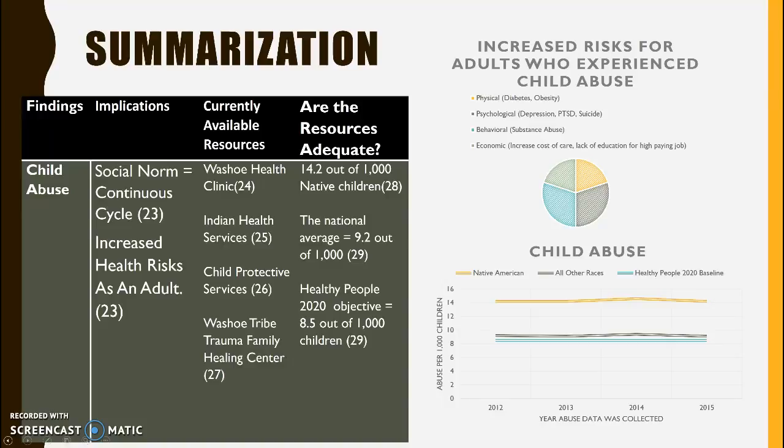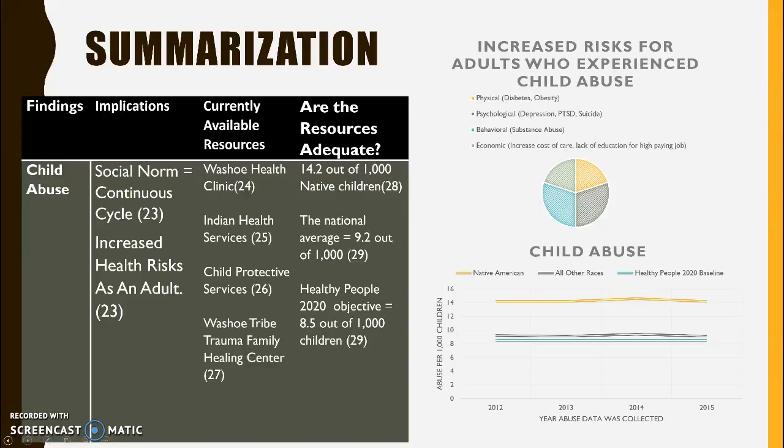So to summarize my priority health finding of child abuse, the implications is that it's become the social norm. This is a continuous cycle for this population. There are a lot of additional increased health risks as an adult, not just mental health risks, but physical health risks.